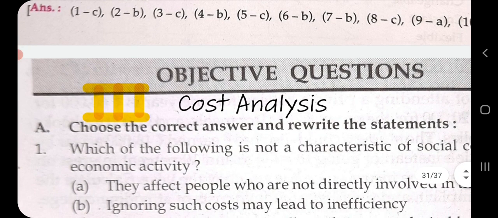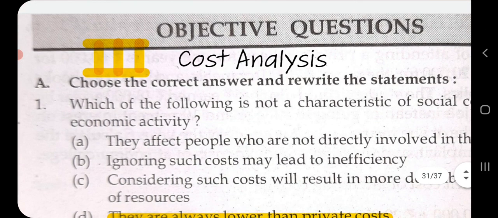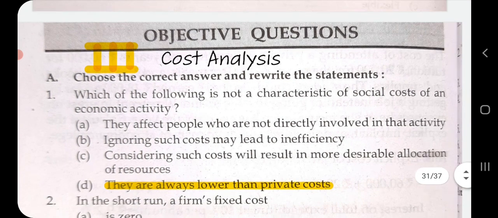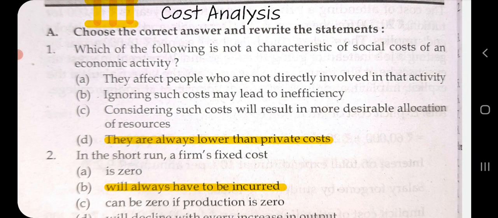Now we'll discuss the fourth important module as per University of Mumbai syllabus, and that is the cost of production, cost analysis. So in that the first question is, which of the following is not a characteristic of social cost of an economic activity? And the correct answer is D, they are always lower than private cost.